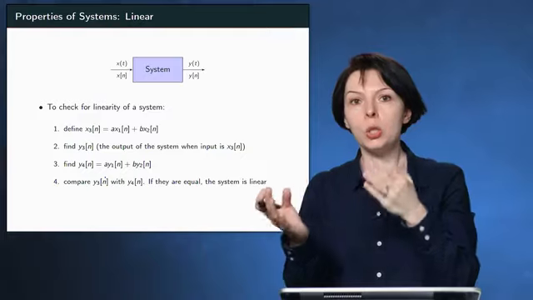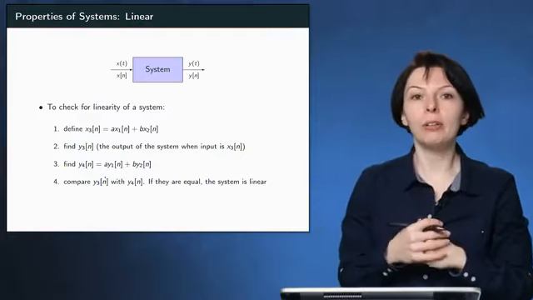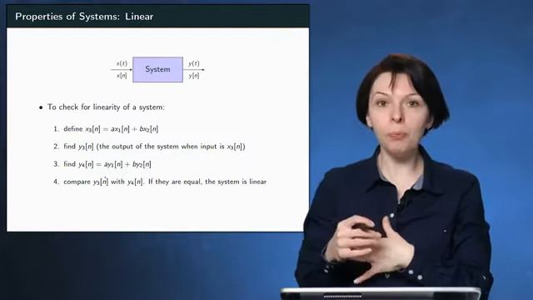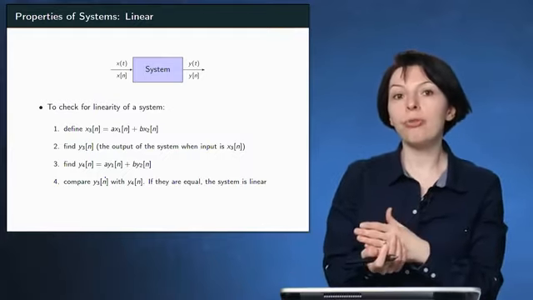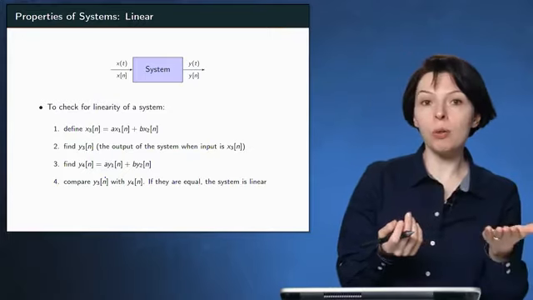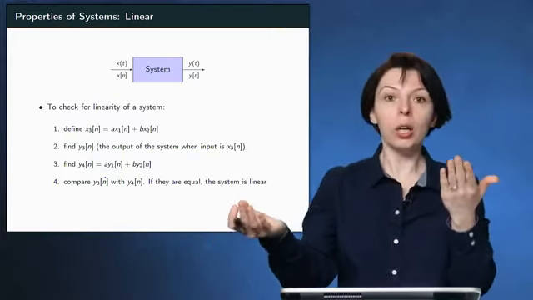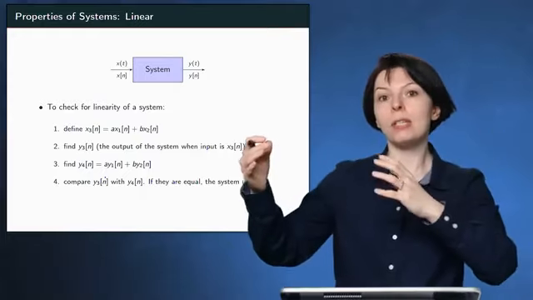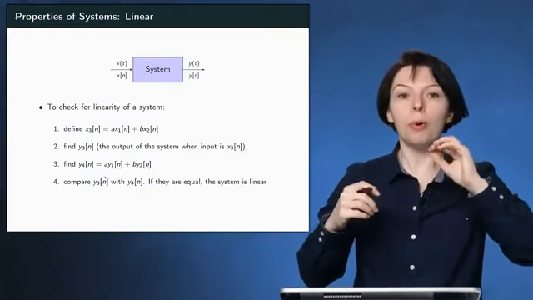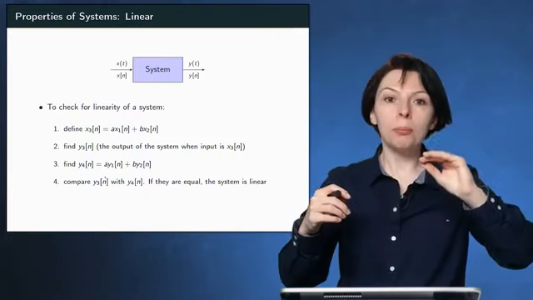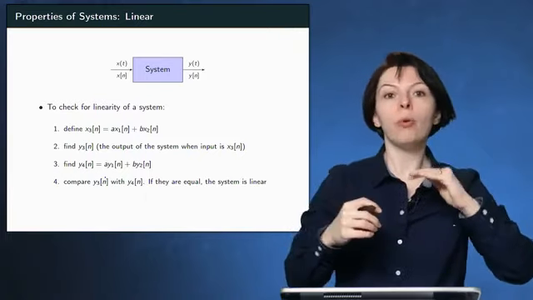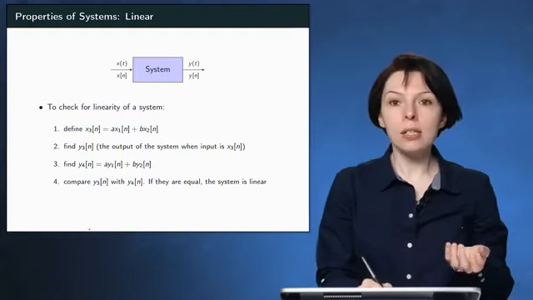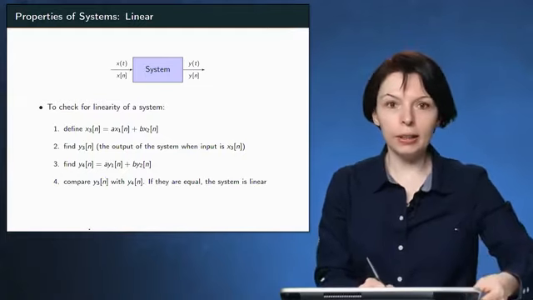If I know the relationship between input and output, I can calculate y3 by knowing that I'm applying x3 of n. Then step 3 is to find y4 of n, which is a times y1 plus b times y2. I know y1 is the response of the system to x1 and y2 is the response of the system to x2. Now, at the last step, I need to compare y4 of n with y3 of n. And if they are equivalent, then the system is linear. If not, the system is not linear.